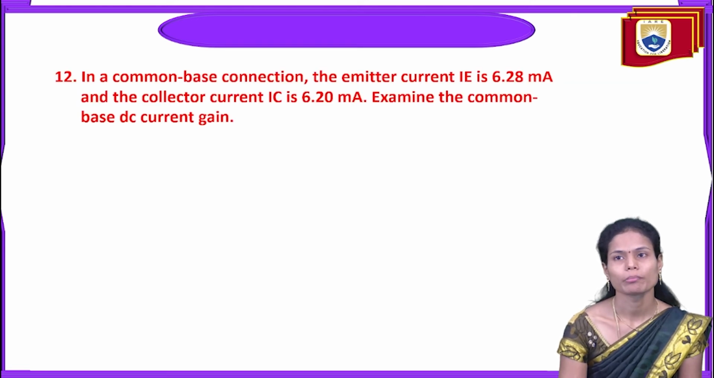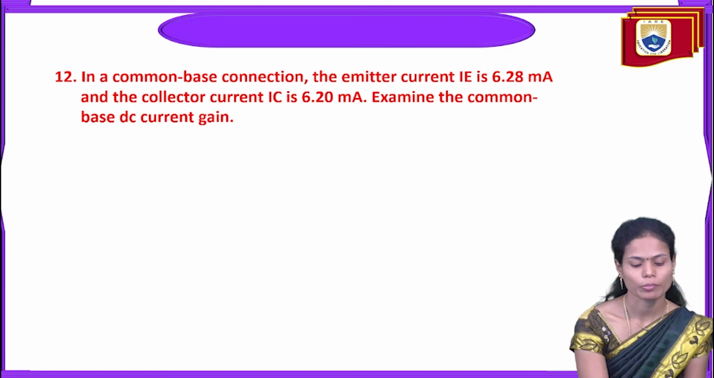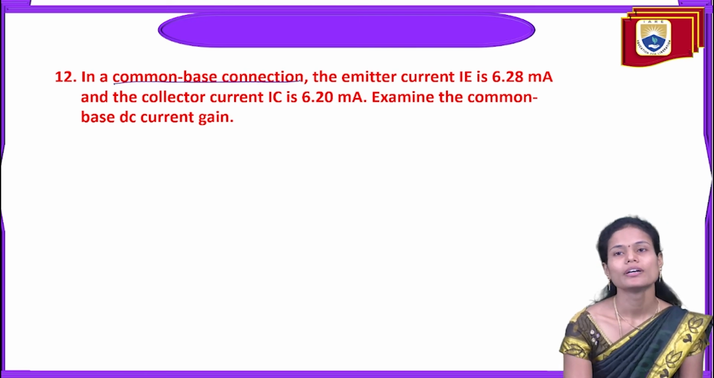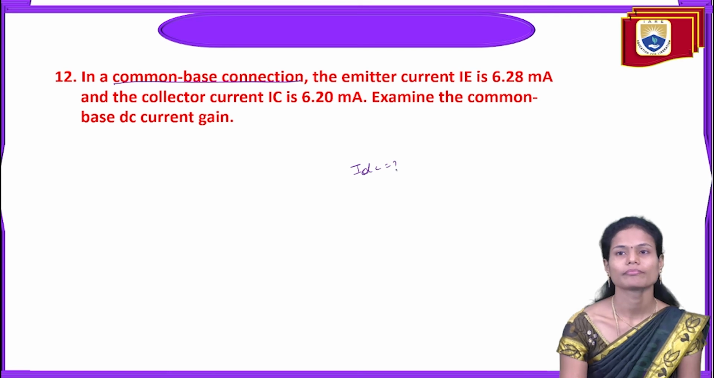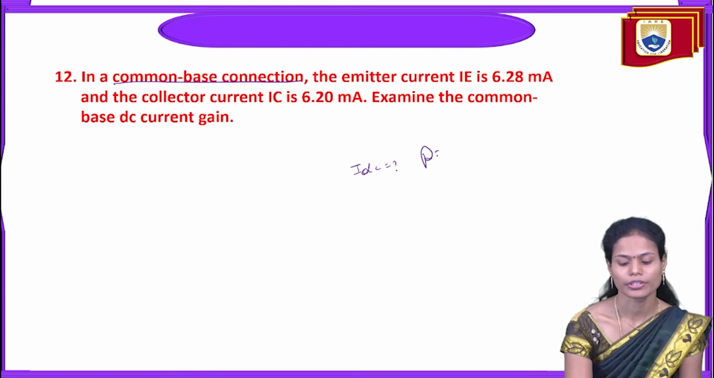And next, in the common base connection, this is the common base configuration problem. This we discussed in the common base configuration session. We have to find the DC current gain, beta, how much we are going to get.